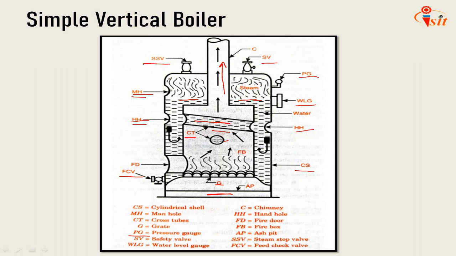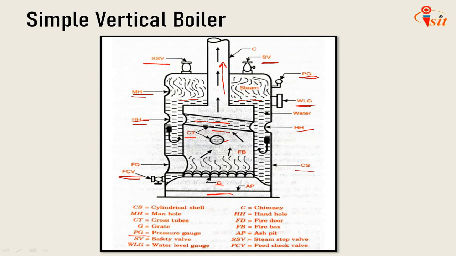Various mountings are provided here, that is steam stop valve, safety valve, pressure gauge, water level indicator, feed check valve, and manhole. So that is mounted on the boiler. The flow of combustion gases and the circulation of water in water jackets are indicated by arrows. So here arrows are shown which indicate the flow of flue gases and circulation of water.